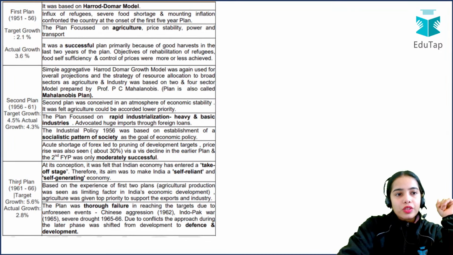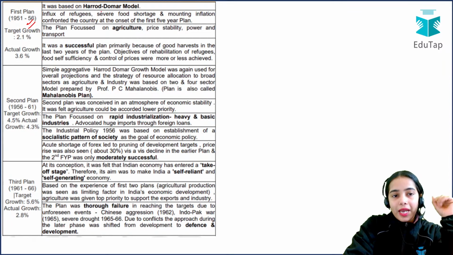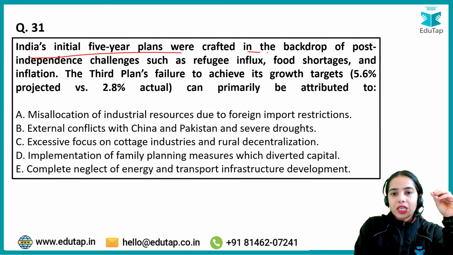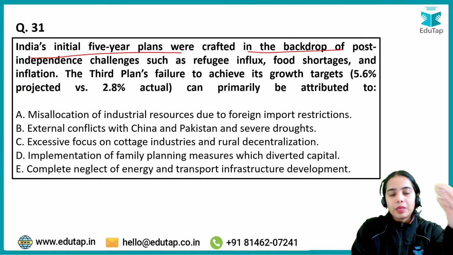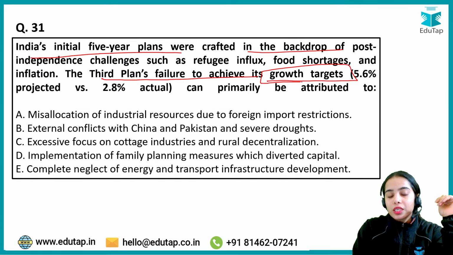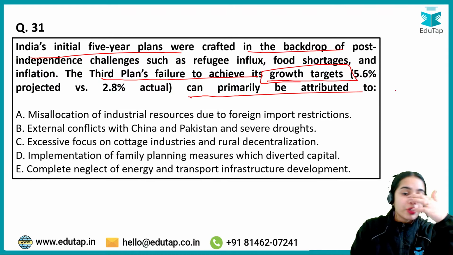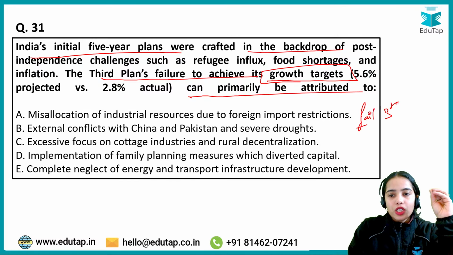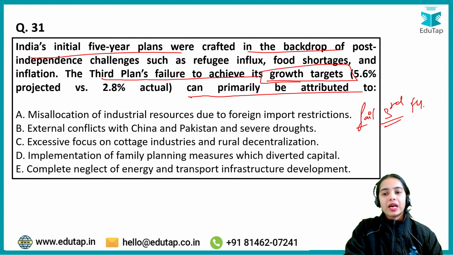The first 5-year plan was based on the Harrod-Domar growth model, and it focused on agriculture, price stability, power and transport. The second 5-year plan focused on the Mahalanobis plan and rapid industrialization. Now, India's initial 5-year plans were crafted in the backdrop of post-independence challenges. The third plan's failure to achieve its growth targets can primarily be attributed to which of the following? What was the reason that the third 5-year plan failed?